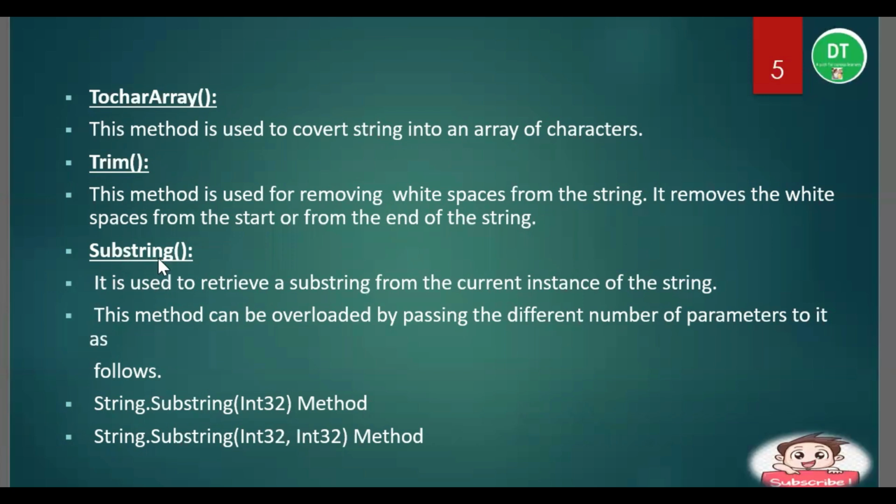Substring. This method is used to retrieve a substring from the current instance of the string. This method can be overloaded by passing a different number of parameters to it, as follows: string.Substring(Int32) method, which takes an integer parameter of type int. Another one is the string.Substring(Int32, Int32) method, which means here it is taking two integers, the start and end index.